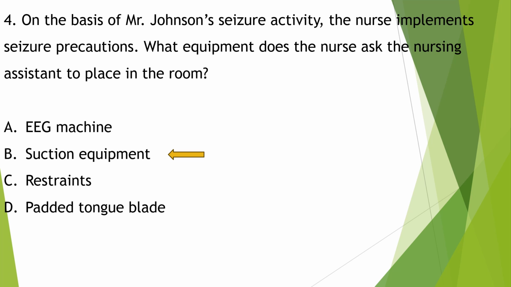Restraints are contraindicated as they may cause injury to the patient in the event of a generalized clonic seizure, and padded tongue blades are contraindicated because of the potential to harm the patient if placed during a motor seizure. They can damage the tongue and oral cavity.